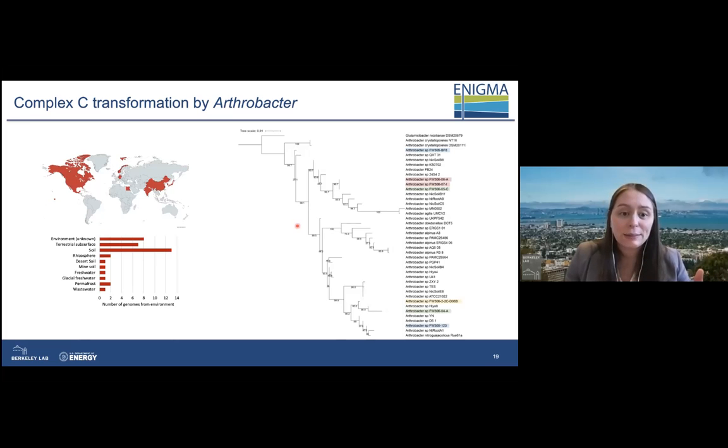and just in general, the amount of isolates that have come from environmental sources versus clinical sources is very, very different.